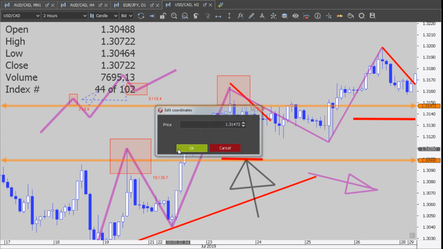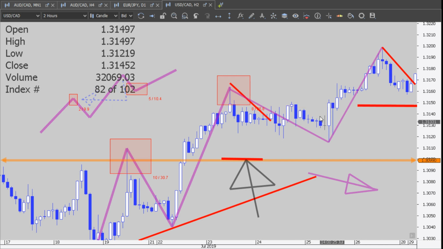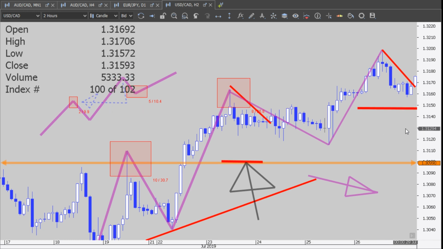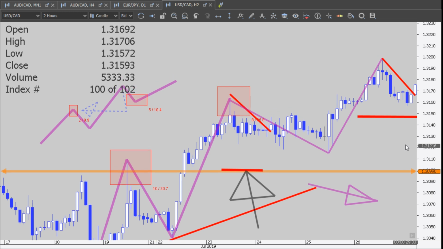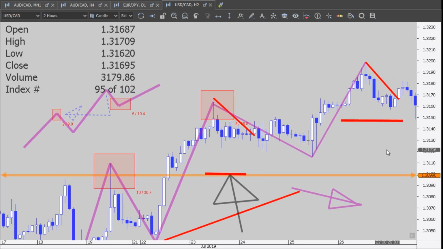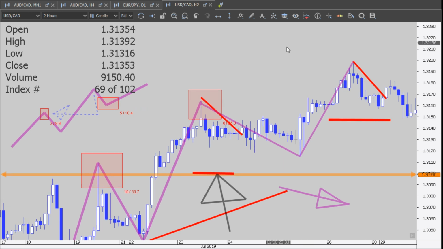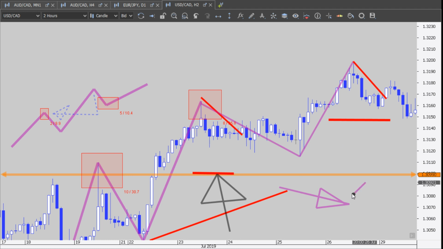472. Okay, so my stop loss is going to be here. I'm going to delete the horizontal line. Let's see what is going to happen. The market is moving, falling down. It almost hit my stop loss. See this, everybody?